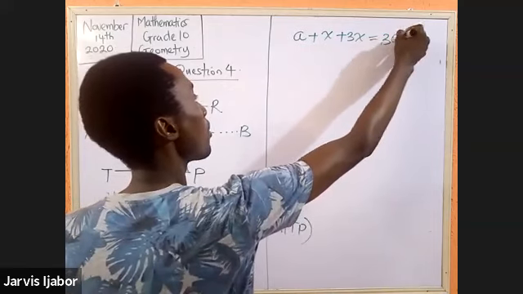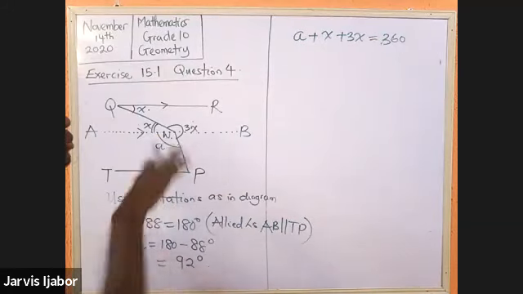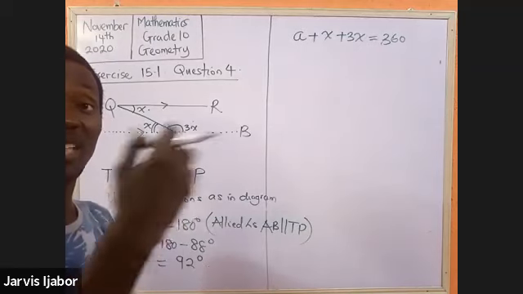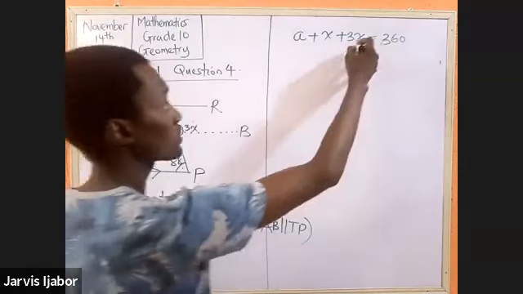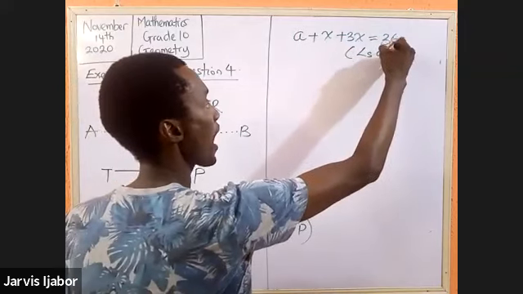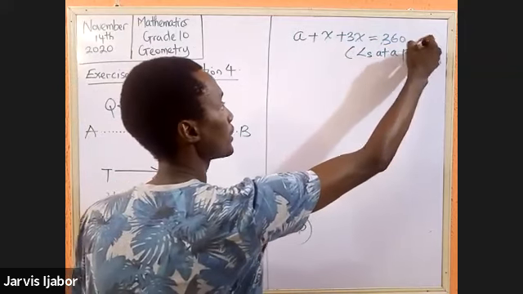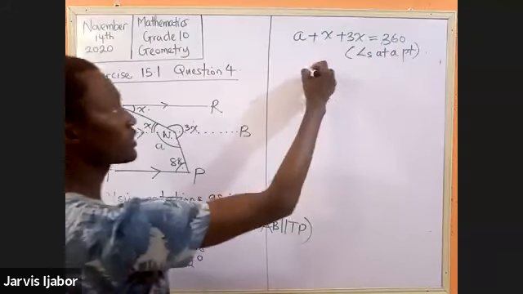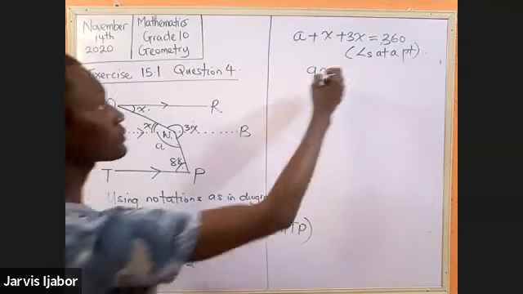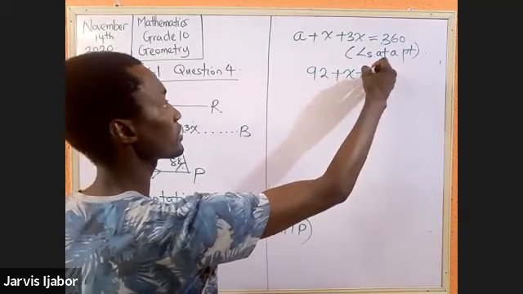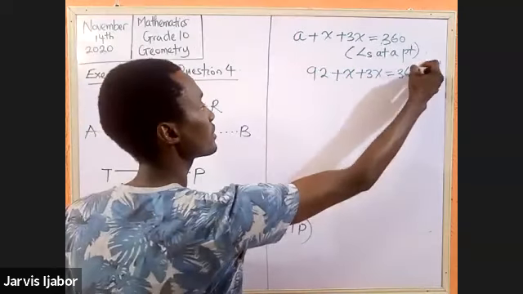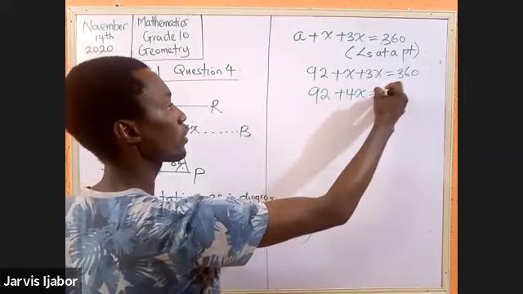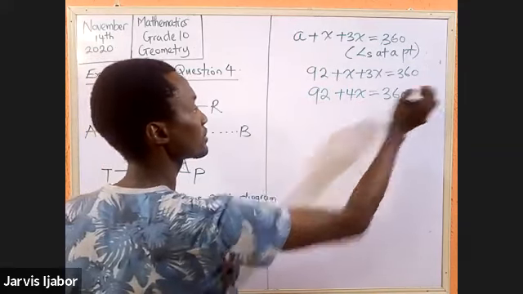360 degrees. But in geometry, you don't just drop the thing in there. You need to tell us the reason. It is the reason that earns you the mark. So we'll say angles at a point. With that, A is 92 degrees, if we did our maths right, plus X plus 3X will give you 360 degrees. And 92 plus 4X will be equal to 360 degrees.